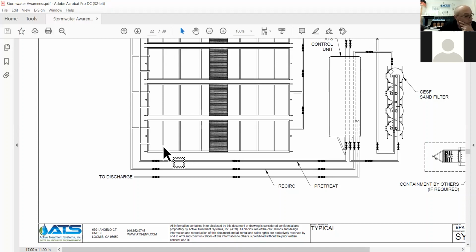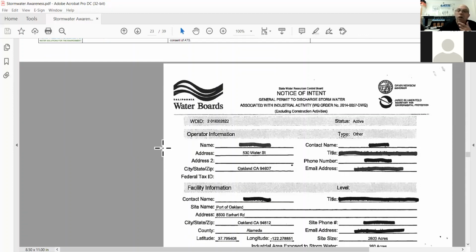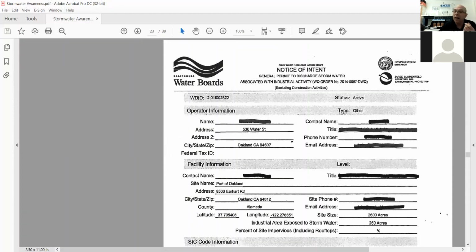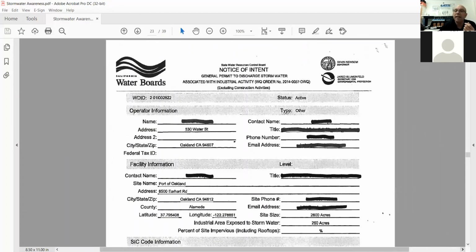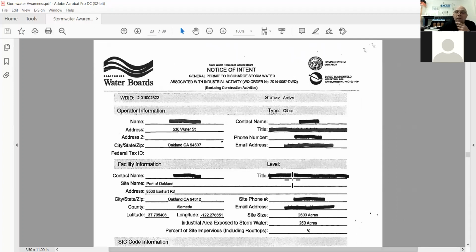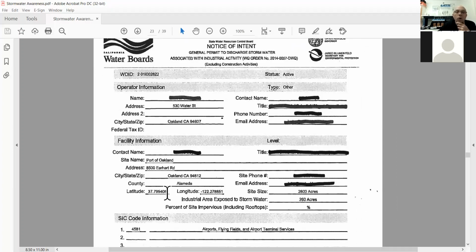So where do you find your disturbed acreage and location? Right on your notice of intent. This is a copy of a notice of intent. And on the notice of intent, you will notice you have latitude and longitude, and you have size of the site plus disturbed acreage listed here. So in this case, they showed 260 acres in this latitude and longitude.